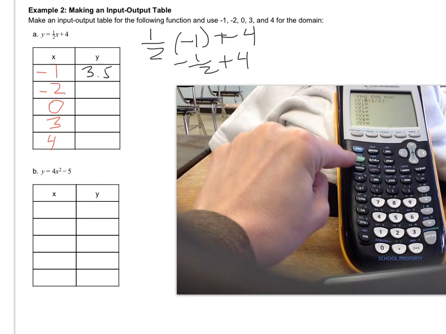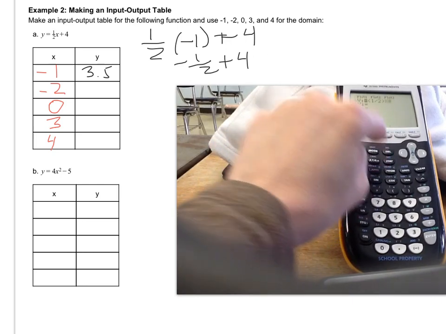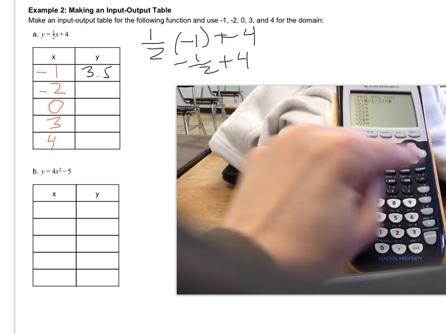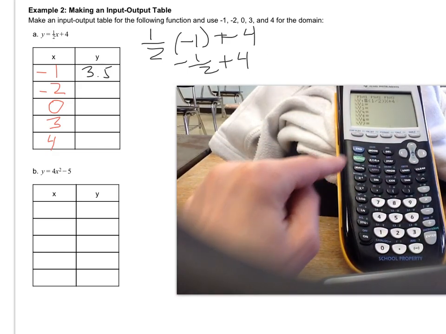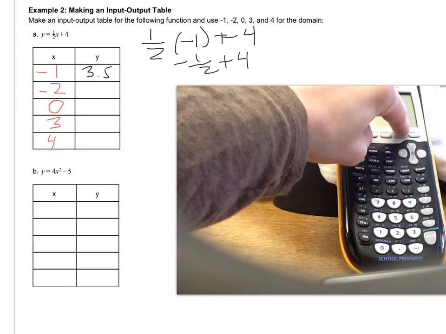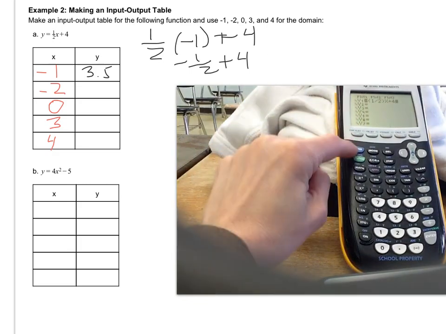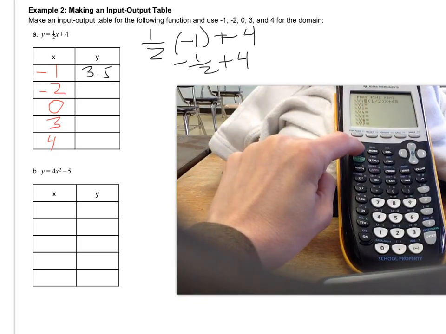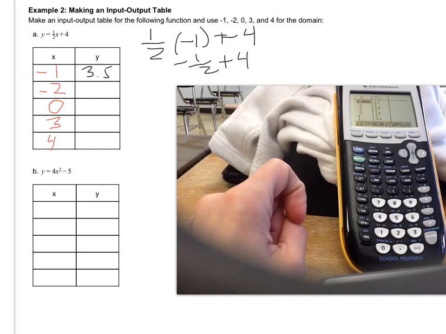Our variable key is right next to the alpha key, so this x, t, theta, n key, if you push that, it will give you your x, and then plus 4. Then what we want to do is look at the table of values. The table of values is in blue, above the graph key. If it's in blue, we need to hit the blue second key first. So we hit second, and then graph, and that will take us to our table of values.